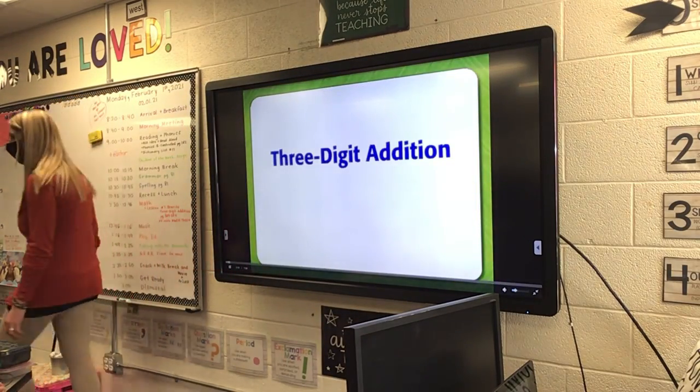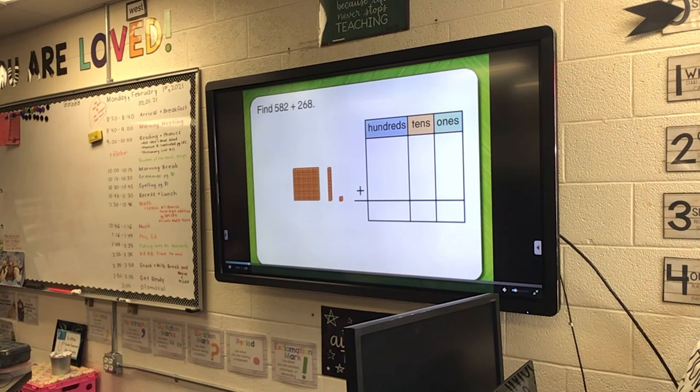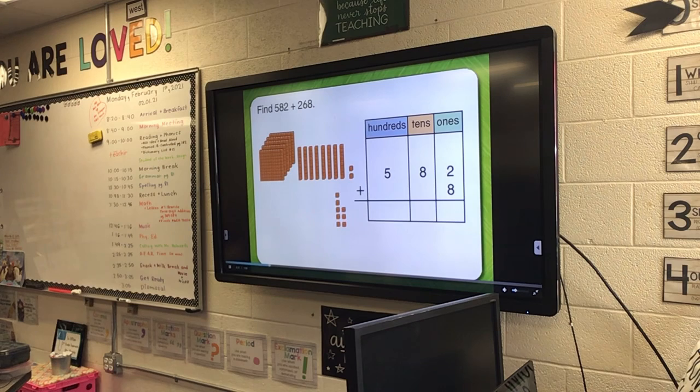Three-digit addition. To find the sum of 582 and 268, we can use base 10 blocks and a place value chart. 582 has 2 ones, 8 tens, and 5 hundreds. 268 has 8 ones, 6 tens, and 2 hundreds. We're going to add these three-digit numbers.